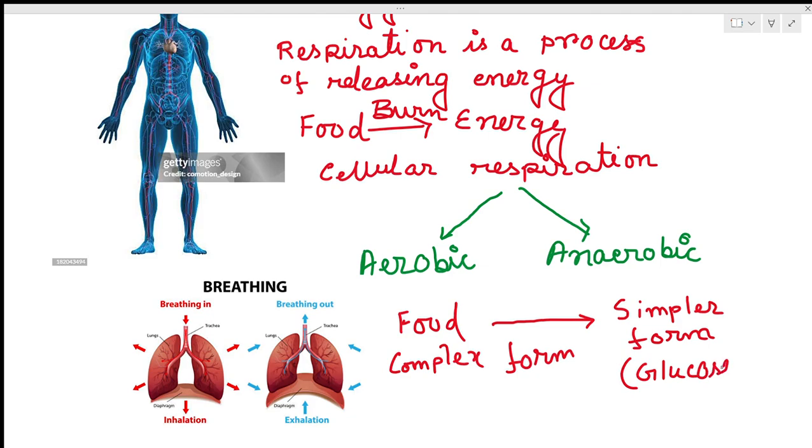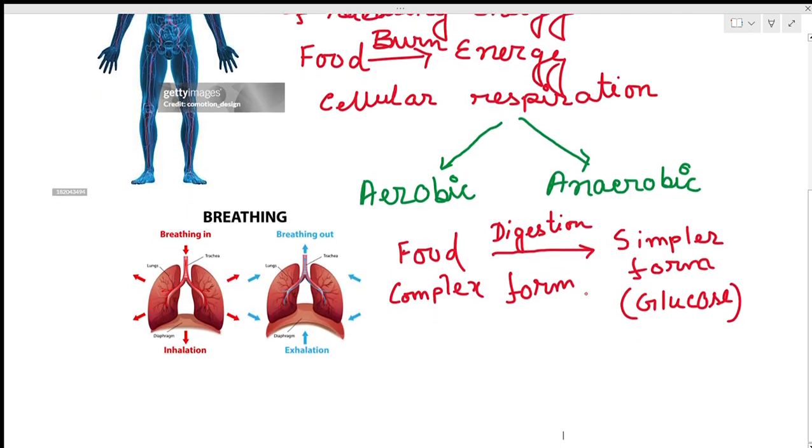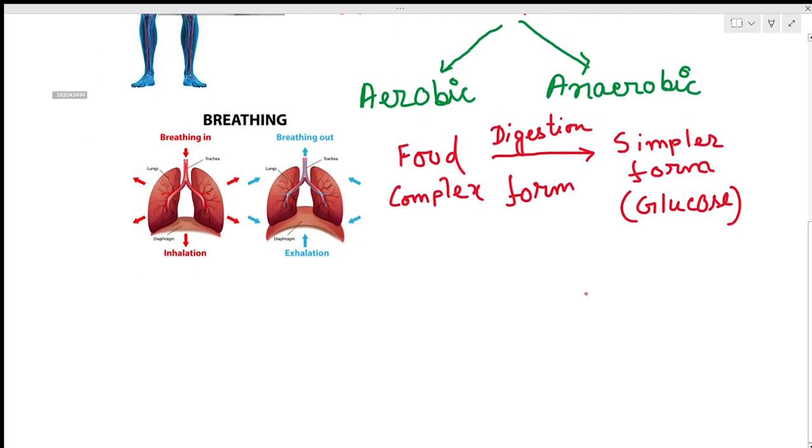Why is this the simpler form? Because this glucose can be absorbed by our cells. And this process of breaking down of food from complex form to simpler form is known as digestion. What happens after digestion takes place? We get the simpler form, that is glucose, that is absorbed by each of the cells, and then the next thing happens.